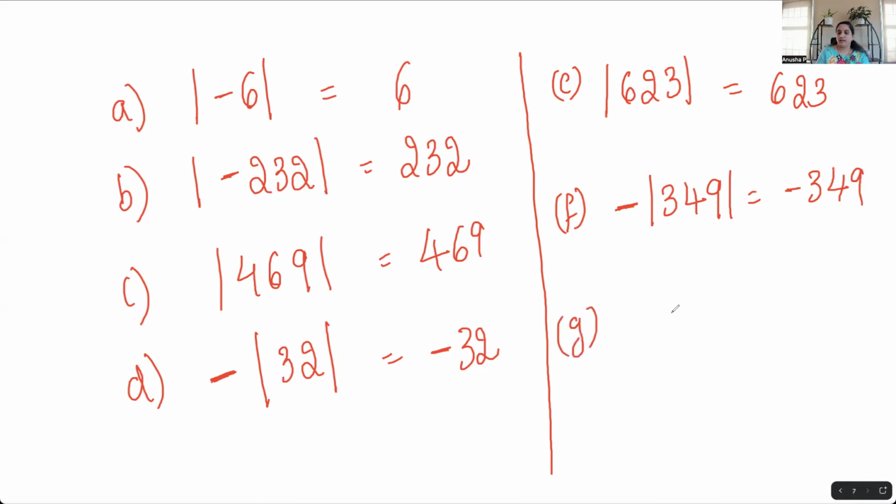Is it clear? So now, what is the absolute value of -567? So the absolute value of -567 is again positive 567, because absolute value is nothing but the distance from 0. The distance can never be negative. So the absolute value of a negative number is positive, and the absolute value of a positive number is also positive.